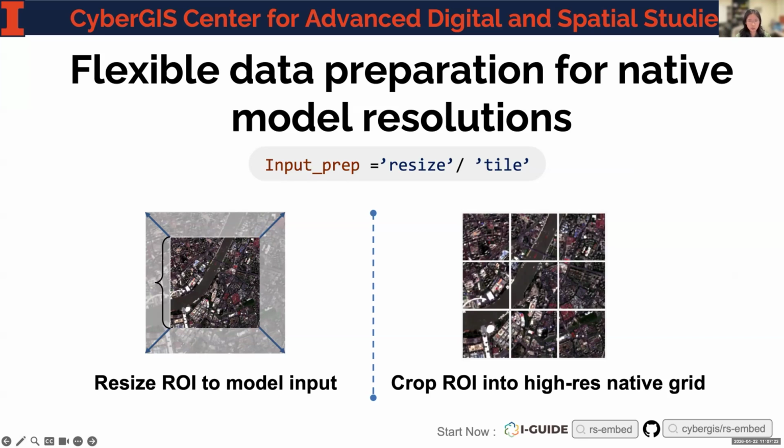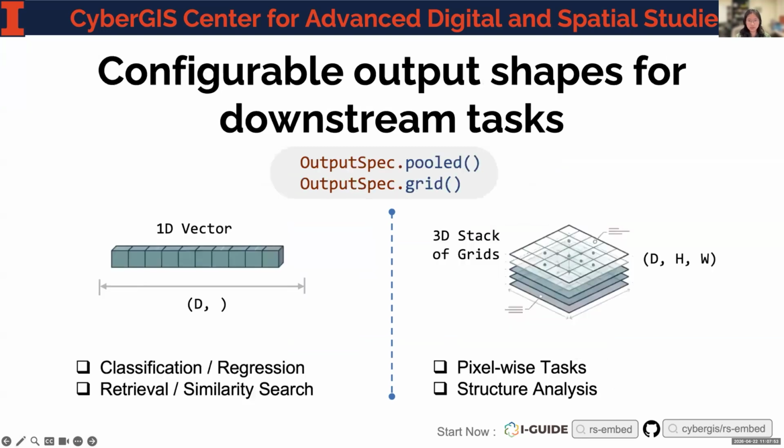One option is to resize the region of interest to fit the model's expected input shape. That is a really straightforward and fast way of dealing with that. Another option is to tile the region into a finer, high-resolution native grid to preserve more detail. So users can choose between convenience and fine-grained detail, depending on the needs of their downstream task.